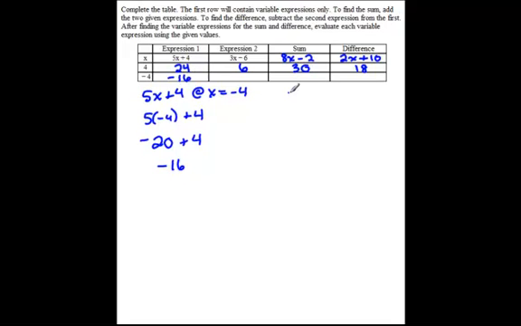We'll do this again for 3x minus 6. We're going to evaluate that at x equals -4. Again, substituting -4 in for x. Make sure you watch your signs. -4.